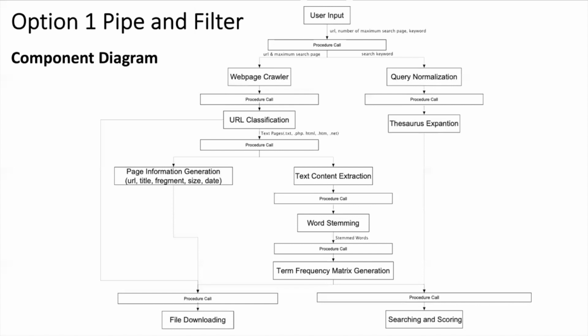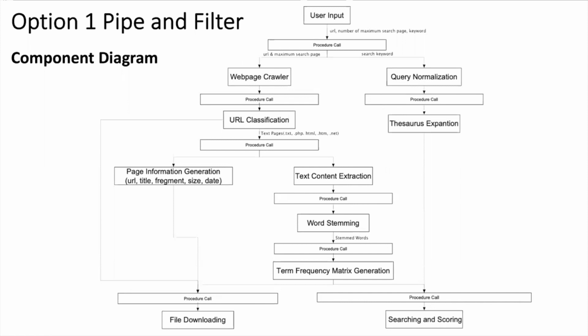Term frequency matrix generation component will get the dictionary and make it a matrix that will act as an important role in the search process. On the right part, search sentence will be sent to query normalization component, which splits the sentence and stems each word. The thesaurus expansion component will expand the search sentence.